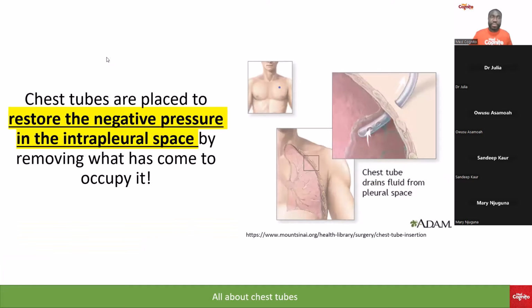has changed. Now, chest tubes are placed to restore the negative pressure in that intrapleural space. So that is why we are learning about chest tubes, because somebody who is short of breath can be life-threatening. So we want to be very careful about that. So when that negative pressure in the pleural space changes, we want to put in a chest tube so that it can release some of the pressure, and then that negative pressure can come back again.